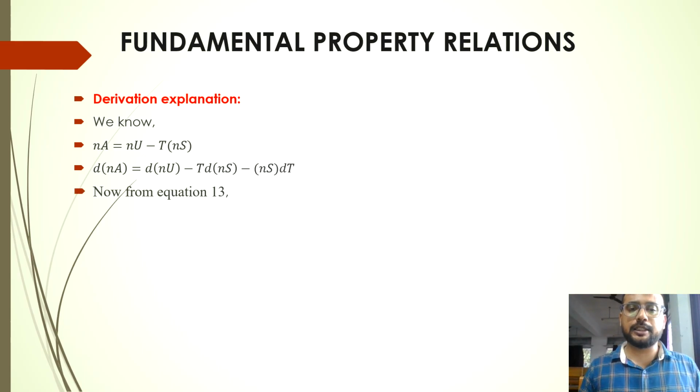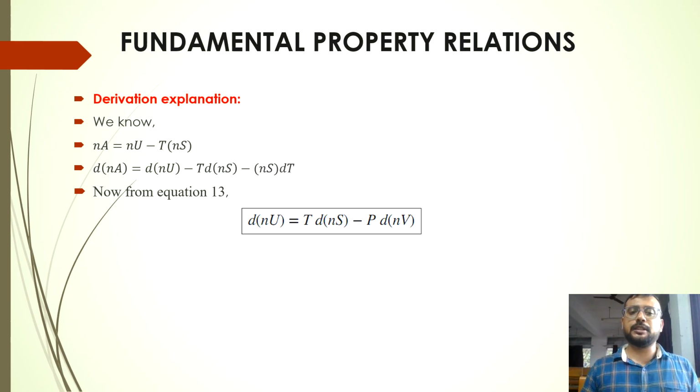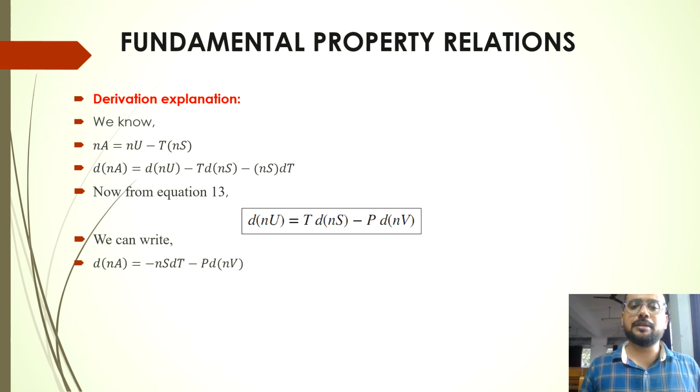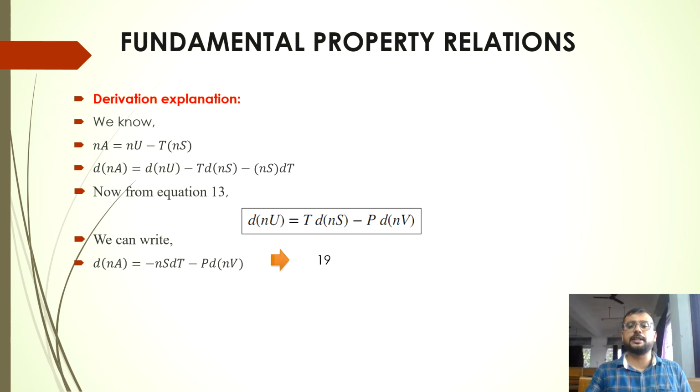Now from equation number 13, which is d(nU) equals T d(nS) minus P d(nV), we can easily replace d(nU) minus T d(nS) as minus P d(nV). Then we can write d(nA) equals minus nS dT minus P d(nV), which is denoted as equation number 19.